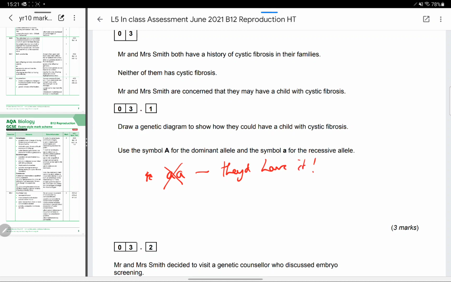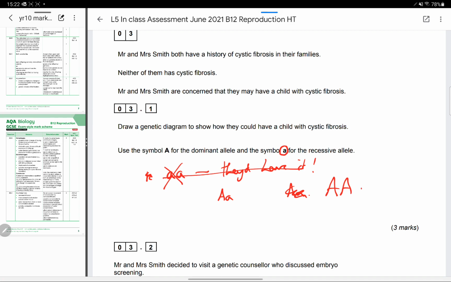Okay? So they cannot be AA. So we can do away with that. Now, if they could have a child, they both must be able to donate a small a. So their genotype must be Aa and Aa. Let me explain that to you. If it wasn't Aa and it was big A, okay?